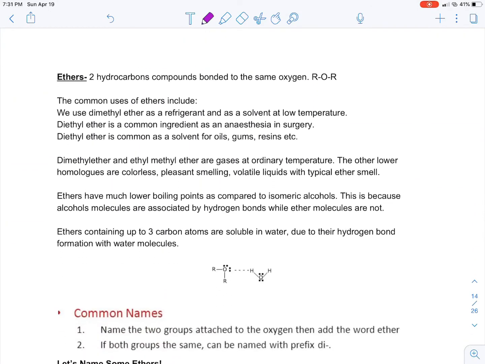Okay, our next section is ethers. Another thing they use as an anesthetic, right? They put people to sleep with ether.